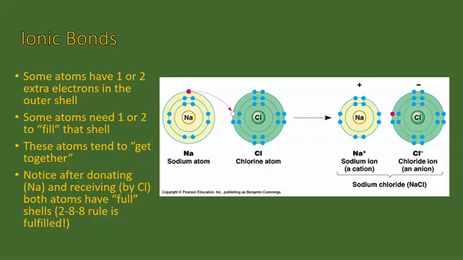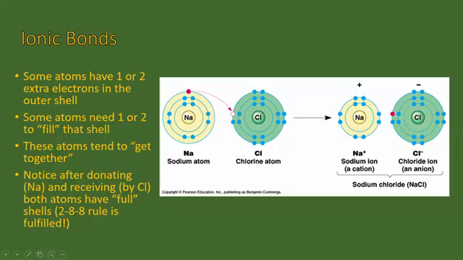The first one we're going to talk about is ionic bonds. Ionic bonds form between atoms that have just 1 or 2 electrons in their outer shell, or 6 or 7 in their outer shell. They want to be full, or they want to be empty, so the next lower shell is full. So they tend to donate 1 or 2 or receive 1 or 2 to fulfill the 2-8-8 rule.